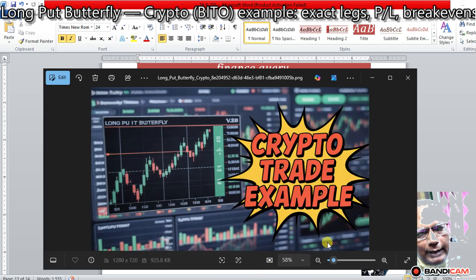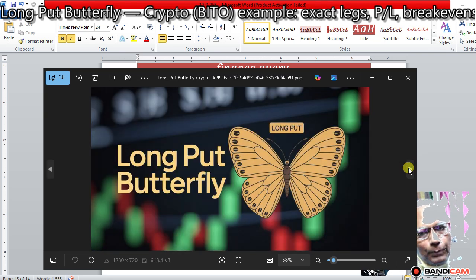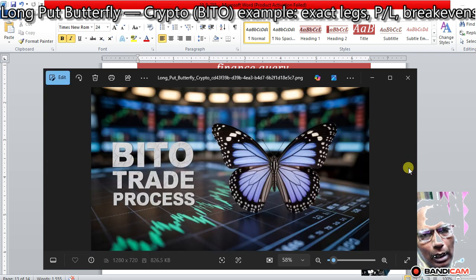Crypto trade example: long put butterfly, BITO trade process.